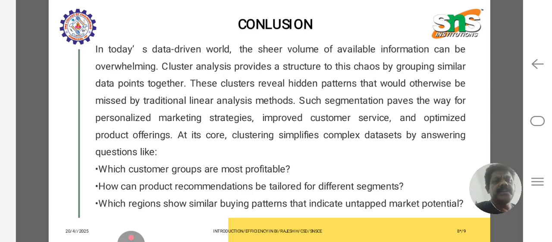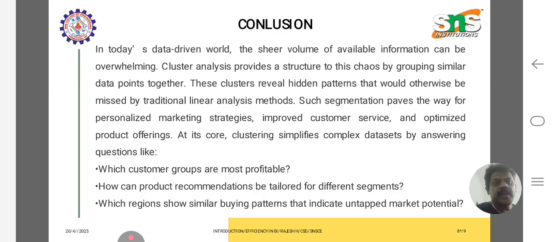So, in conclusion, in today's data driven world, the sheer volume of available information can be overwhelming. So, cluster analysis is providing a structure to this chaos by grouping the similar data points together. So, these clusters reveal hidden patterns that would otherwise be missed by traditional linear analysis methods. Such segmentation paves the way for personalized marketing strategies, improved customer service, and optimized product offerings.